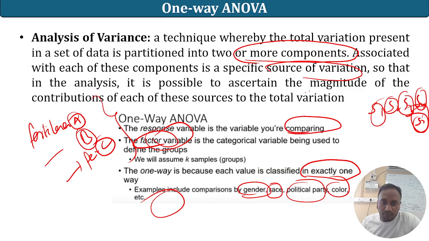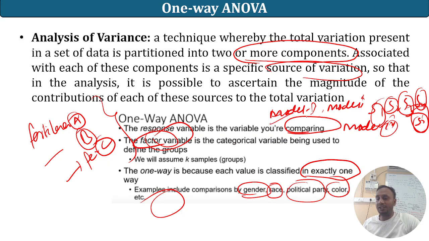For the model 1, model 2, model 3, in that we were having six different cars. So it means each is representing one particular population or sample.